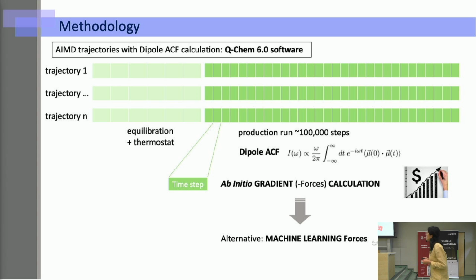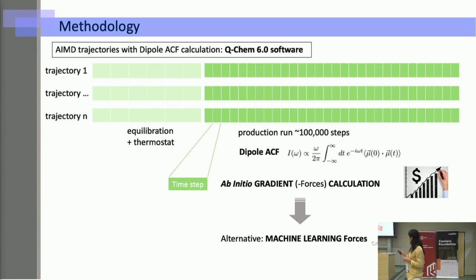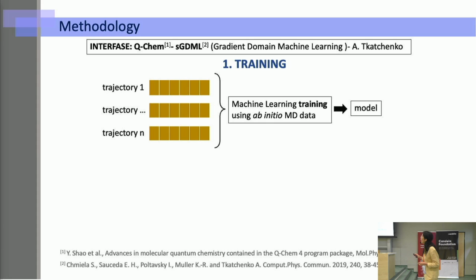So what we do is, instead of using forces calculated by ab initio, we use machine learning forces. This is not a new approach. There are many people using machine learning forces for dynamics. This is the general scheme, but for ab initio. If you want to use machine learning, you will have an extra step, meaning you need to train the model. To create models, we produce the data. We are not taking data from anywhere. We produce it.